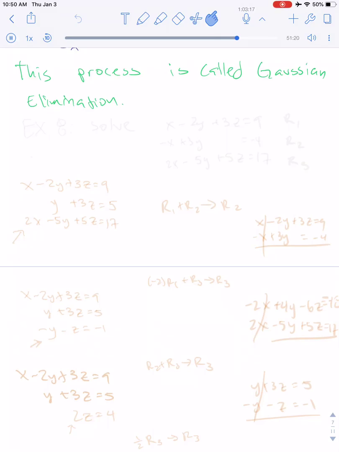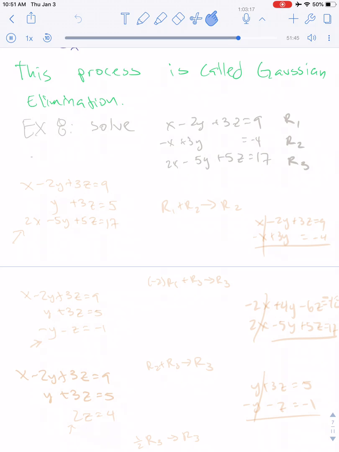How this is used in some examples. So now let's see this process, this Gaussian elimination process. So example 8, solve this system, and I like to call my rows row 1, row 2, row 3, and I'm doing this so I can keep track of my row operations as I'm going through. So remember, we're only trying to use those 3 operations above.